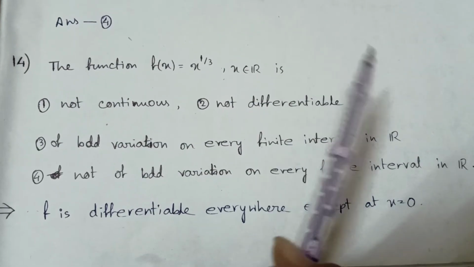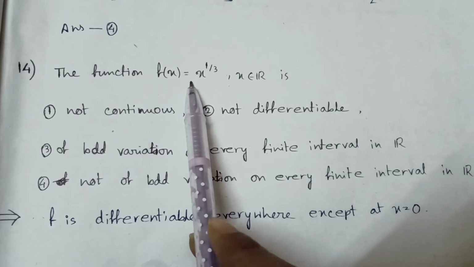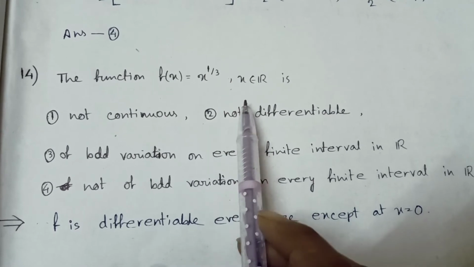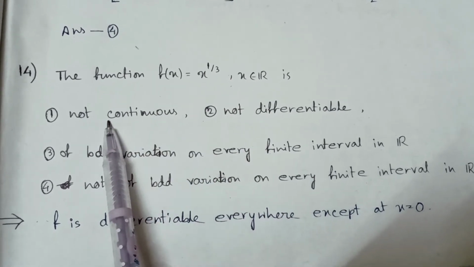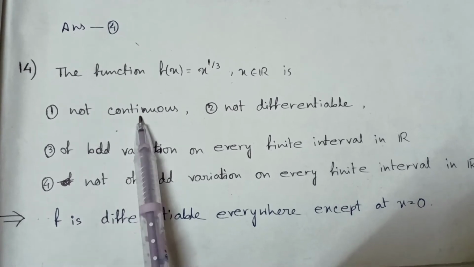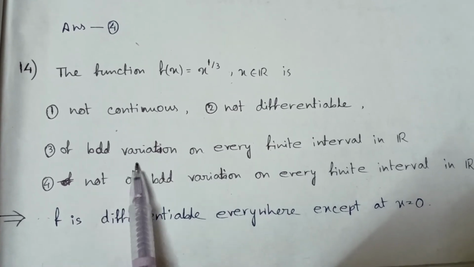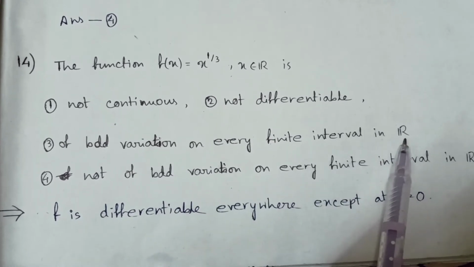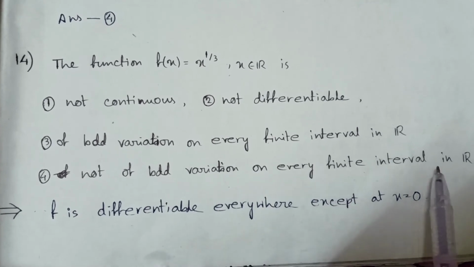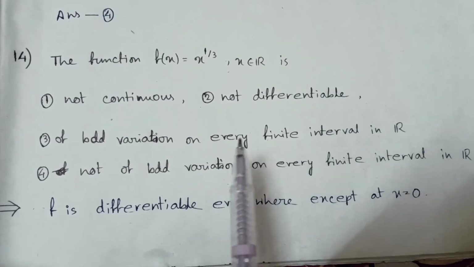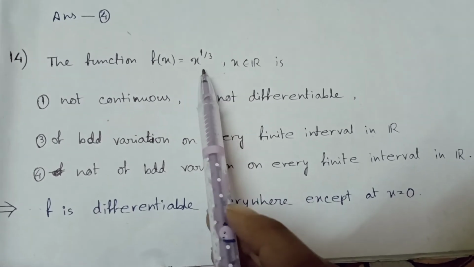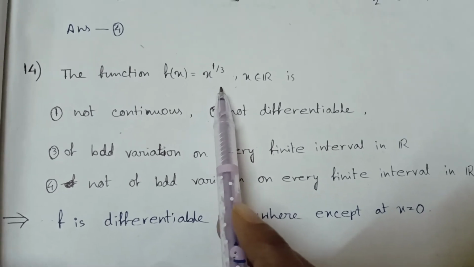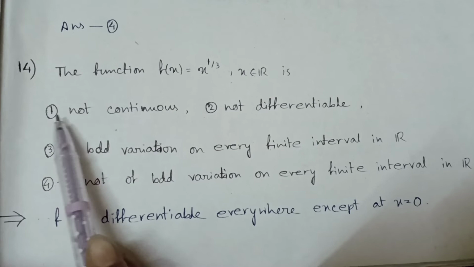Next question says f(x) is a given function where f(x) is equal to 1 over x to the power 1/3. Okay, now there are 4 options. This function is not continuous, not differentiable. It is a function of bounded variation on every finite interval in R, and it is not a bounded variation on every finite interval in R. Okay, you can easily see that this function is continuous everywhere, including the point x is equal to 0. Okay, so first option is discarded.